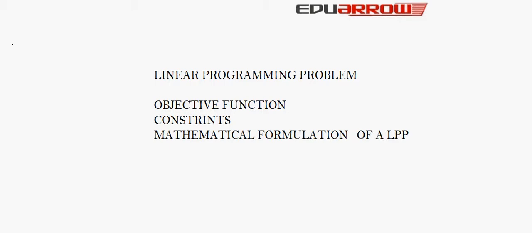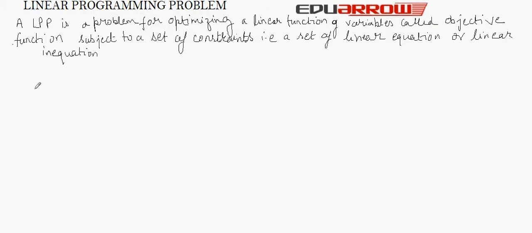In this tutorial, we will discuss linear programming problems and some terms related to a linear programming problem, that is, what is objective function, constraint, and the mathematical formulation of an LPP. First we will see what is a linear programming problem.